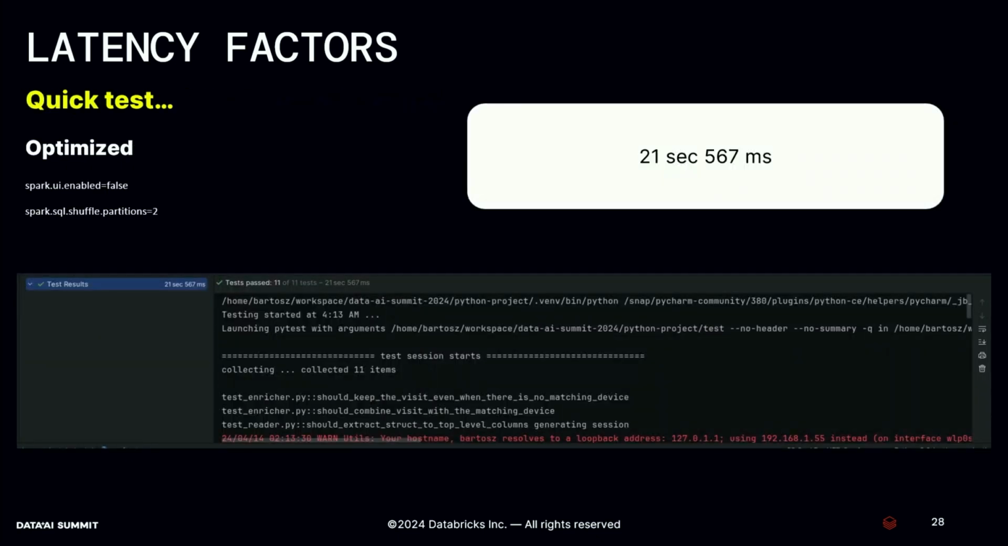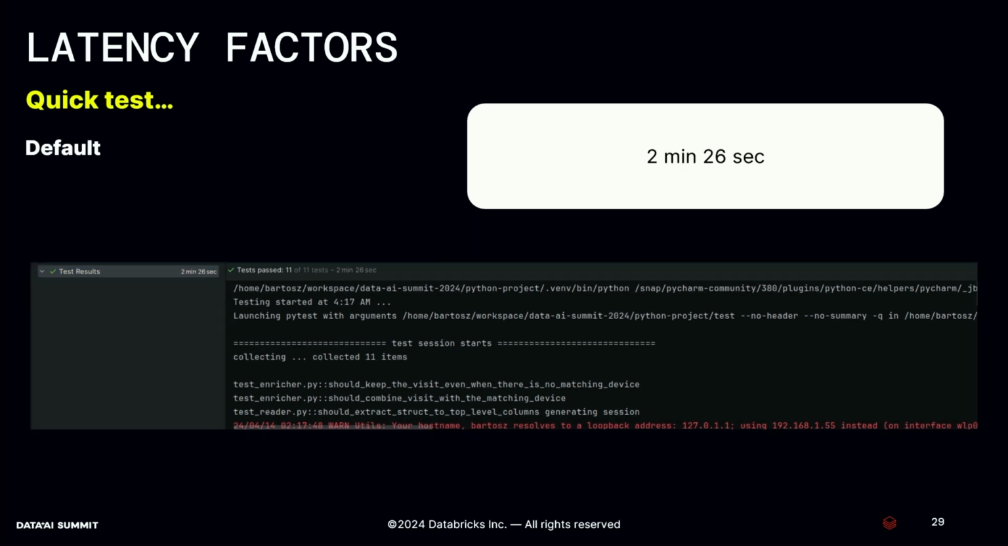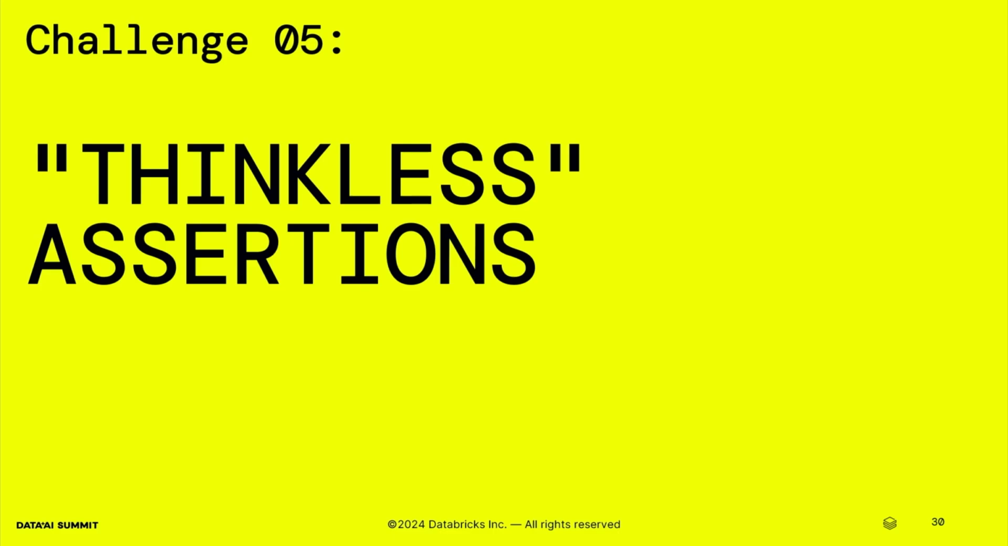And just for the record, in the test project I'm sharing at the end on my GitHub, just by fine-tuning these two properties, you can go to 21 or 22 seconds of execution time from 2.5 minutes. So it's a huge gain, and if you are not using them, give them a try.